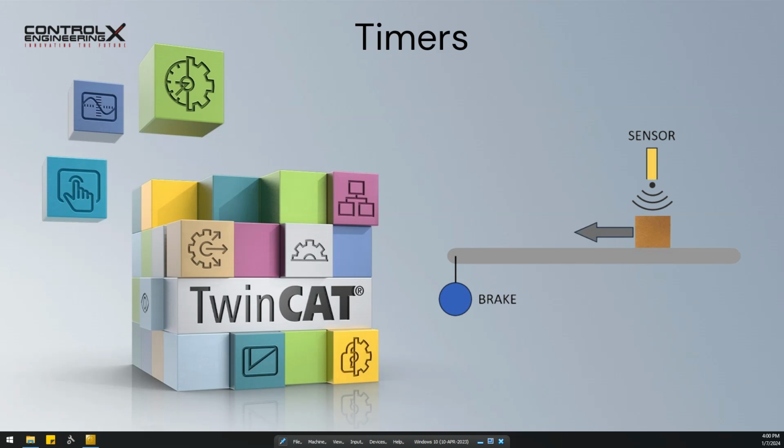Here's our application scenario. Imagine we have a proximity sensor which causes a pneumatic brake to come on when it detects an object. However, we want the brake to engage 3 seconds after the object is picked up by the sensor. So we want to delay the brake engagement from the time the sensor is picked up. So for this application, we will need to use the on delay timer, which is our T-on timer in TwinCAT. Let's see how this works in ladder logic first.